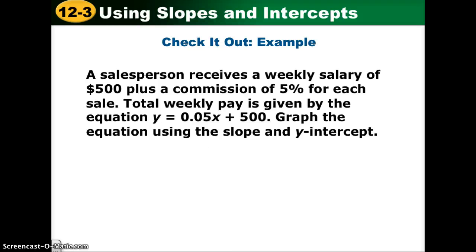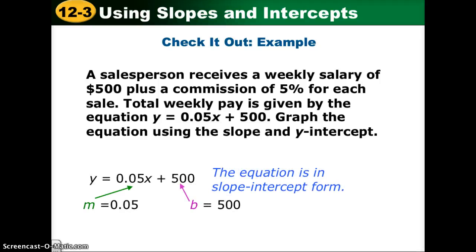Let's look at a second example. A salesperson receives a weekly salary of $500 plus a commission of 5% for each sale. Total weekly pay is given by the equation y equals 0.05x plus 500. Graph the equation using slope and y-intercept. So our 500 is the amount that's the salary no matter what. So that's our y-intercept. 5%, when we use it in an equation, we multiply with the decimal, so 0.05 would be our slope because that's per amount that that person sells.